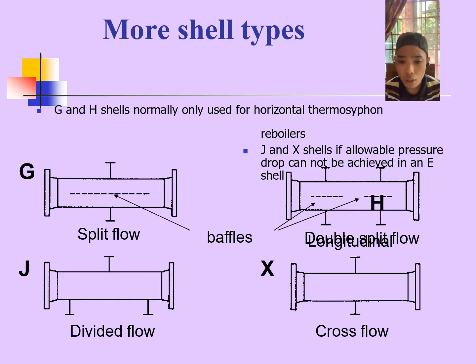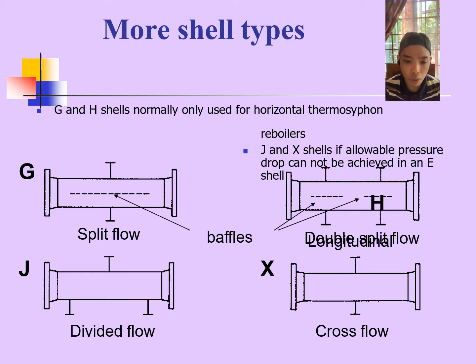Okay, I will continue with more shell types. G and H shells are normally only used for horizontal thermosiphon reboilers. J and H shells are used if the allowable pressure drop cannot be achieved in an E shell. The difference between the G and H shell is that you can see the split flow.